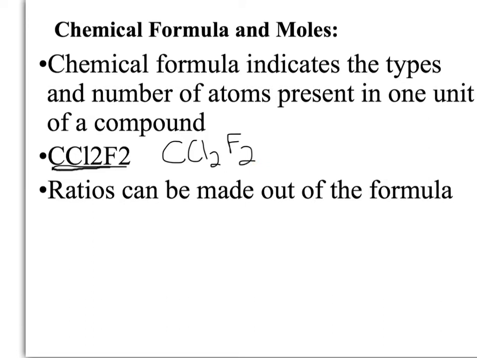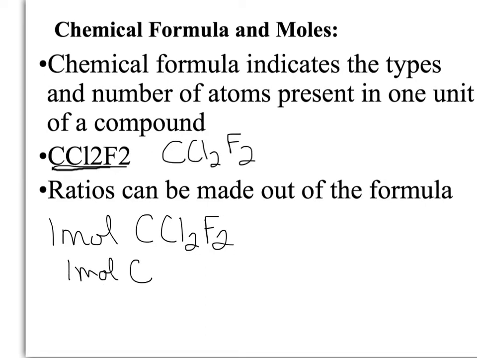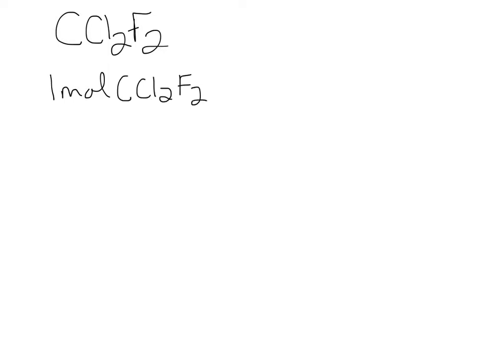But we can also relate that to moles, because if we had 1 mole of this compound, then that would mean we had 1 mole of carbon, 2 moles of chlorine, and 2 moles of fluorine out of that compound. So you can actually make ratios, which I'm going to do on the next slide. If I had CCl2F2, just like on the previous slide, let's make a ratio. In 1 mole of CCl2F2, we have 2 moles of chlorine.